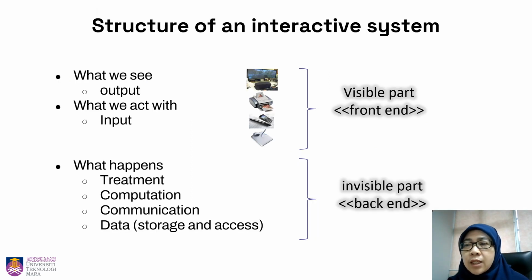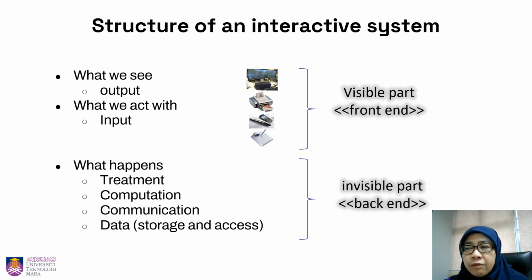As we can see here, the structure of an interactive system consists of two essential components. First, the visible part or front end, and the invisible part or the back end. Understanding this structure is very crucial for creating effective and user-friendly interactive systems.